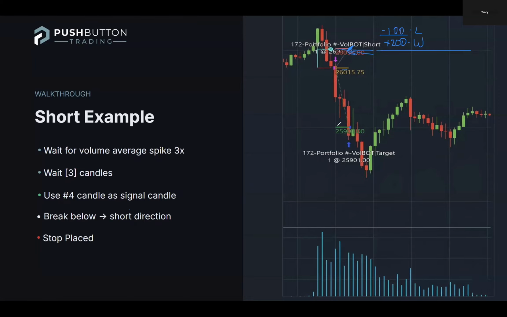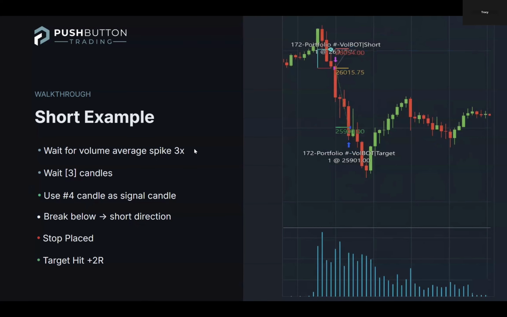Entry here, stop here. The green line is our take profit, our target profit. And then in case you ever get confused, in this case, you want to go towards the green line and away from the red line, right? Simple enough. And you guys can see kind of what happens afterwards. Again, so stop is placed, and then boom, we hit our 2R target, okay?